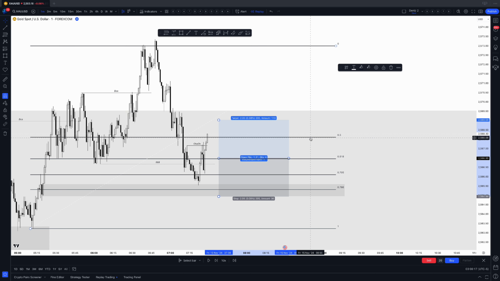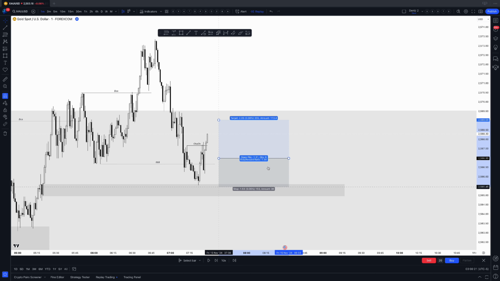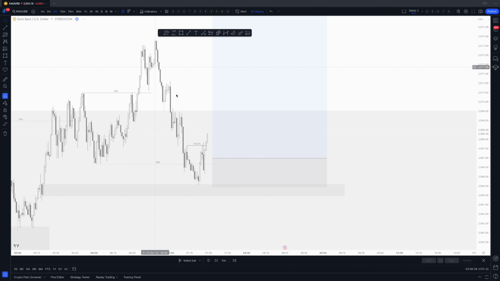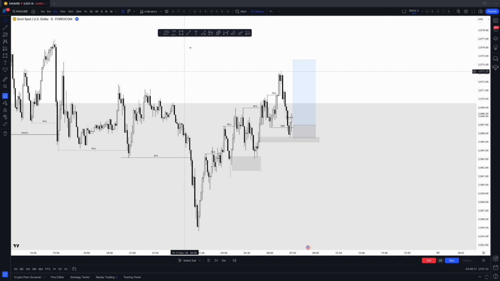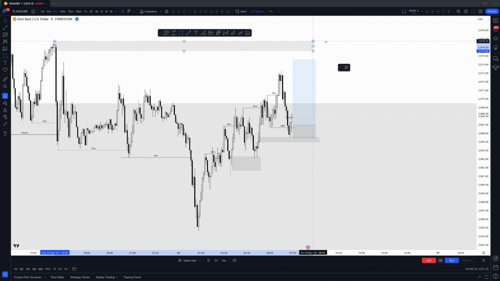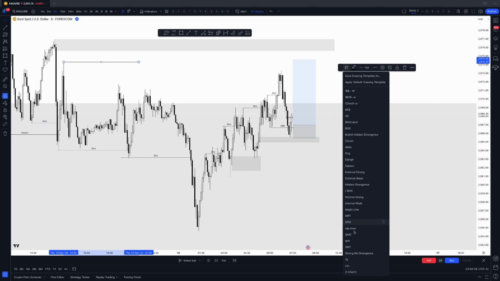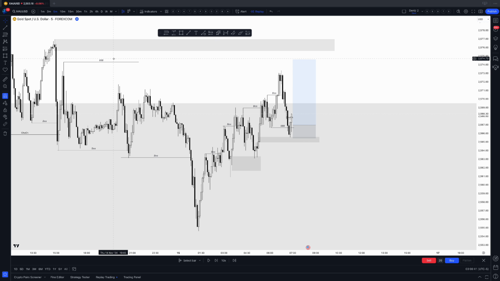At the same time, before the change of character occurred, there was a negative divergence on the RSI and an SMT with silver. As for targets, looking at the 5-minute chart, we can set the liquidity zone and supply zone above as targets. Observing the power of 3 structure, I believed there was a high probability of the price reversing from the demand zone after taking liquidity.